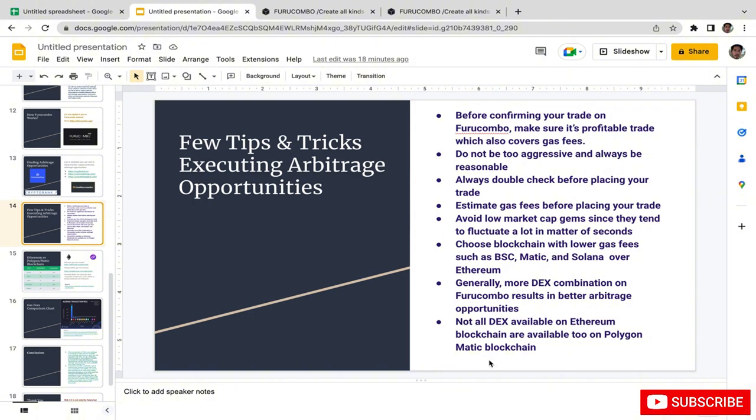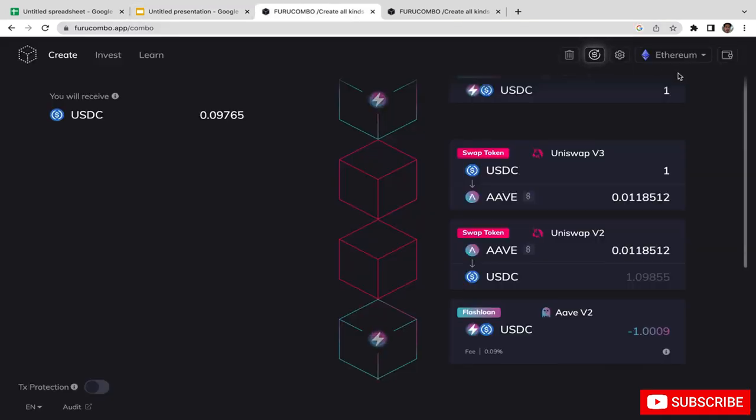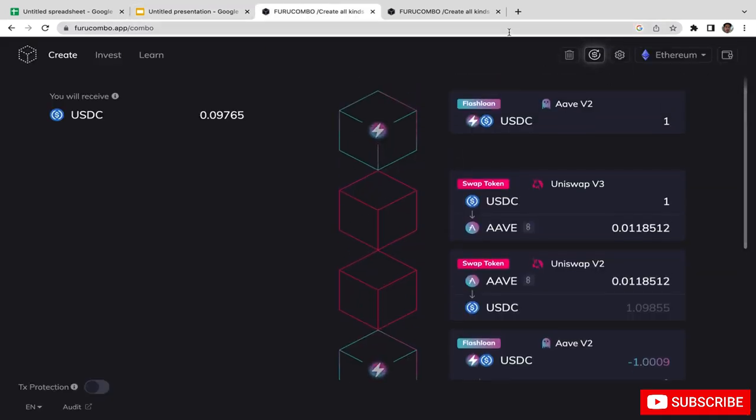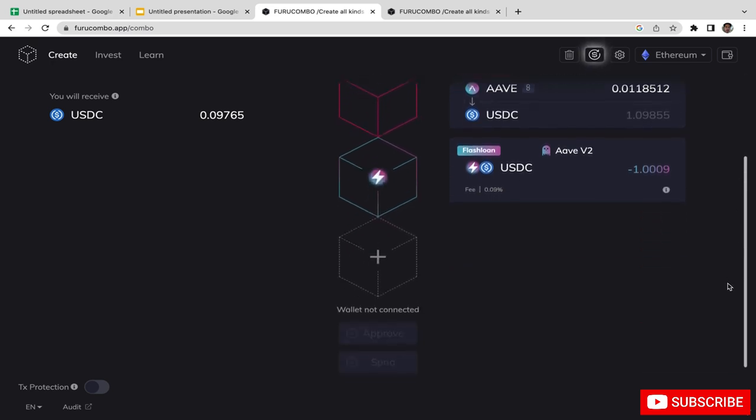The last one that I have: not all DEX available on the Ethereum blockchain are available on Polygon Matic. Even though Polygon Matic relatively has lower gas fees, there's a downside too.